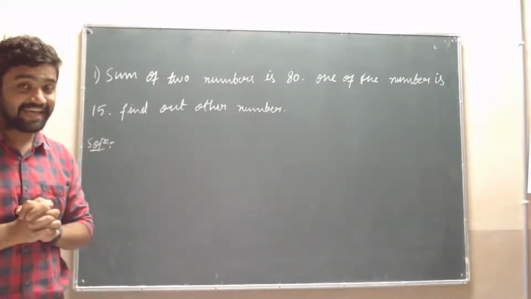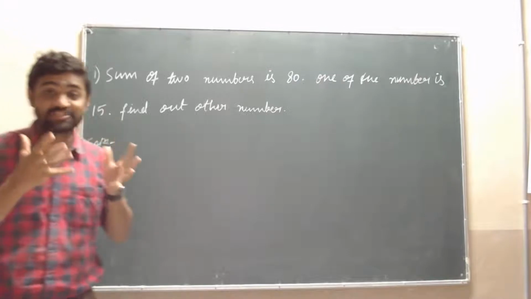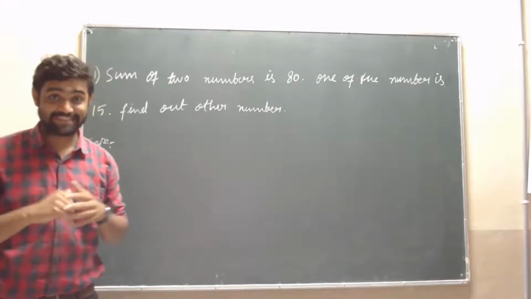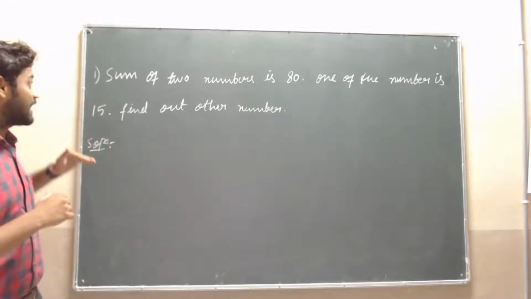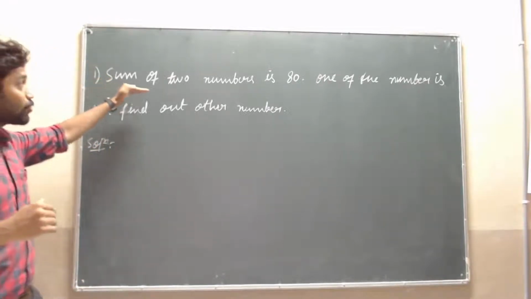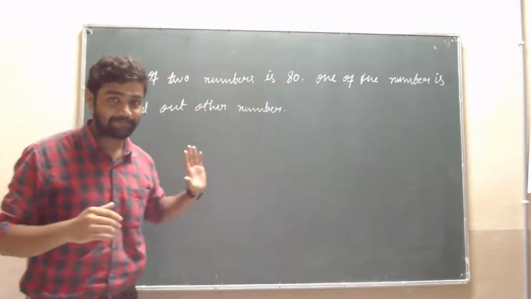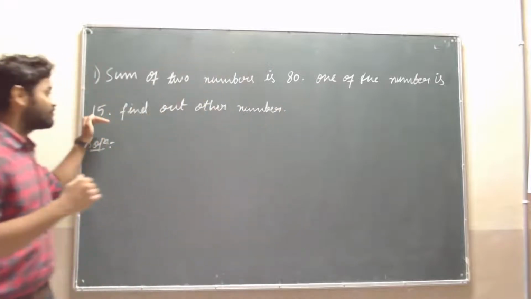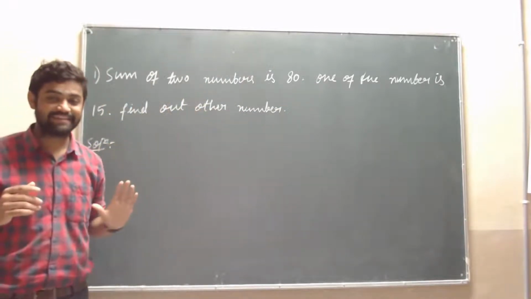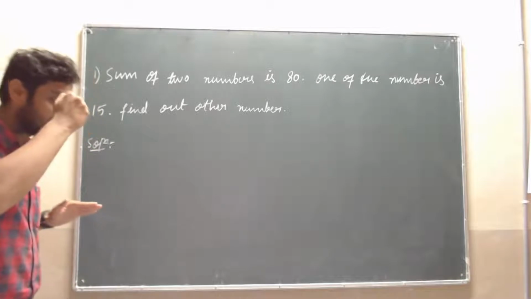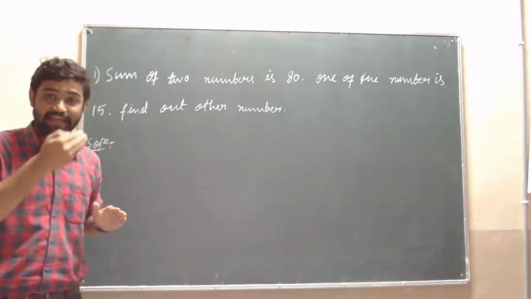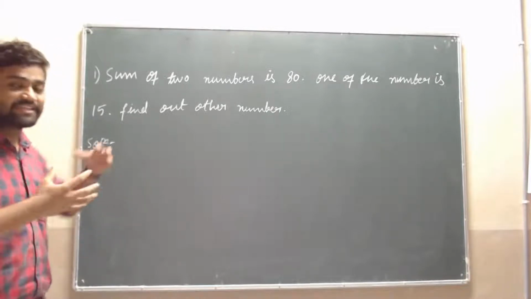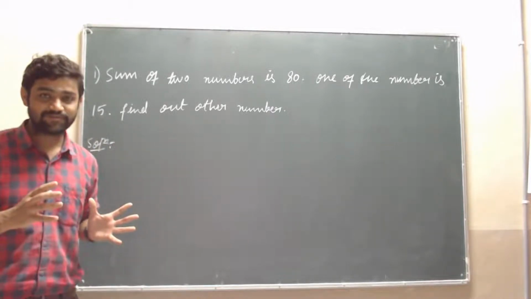In this session, I will explain some application problems as well as word problems on the linear equation. The first question is: the sum of two numbers is 80. One of the numbers is 15. Find the other number. You have already solved these questions in the previous class, that is in 7th class, isn't it? I will introduce and continue to solve.